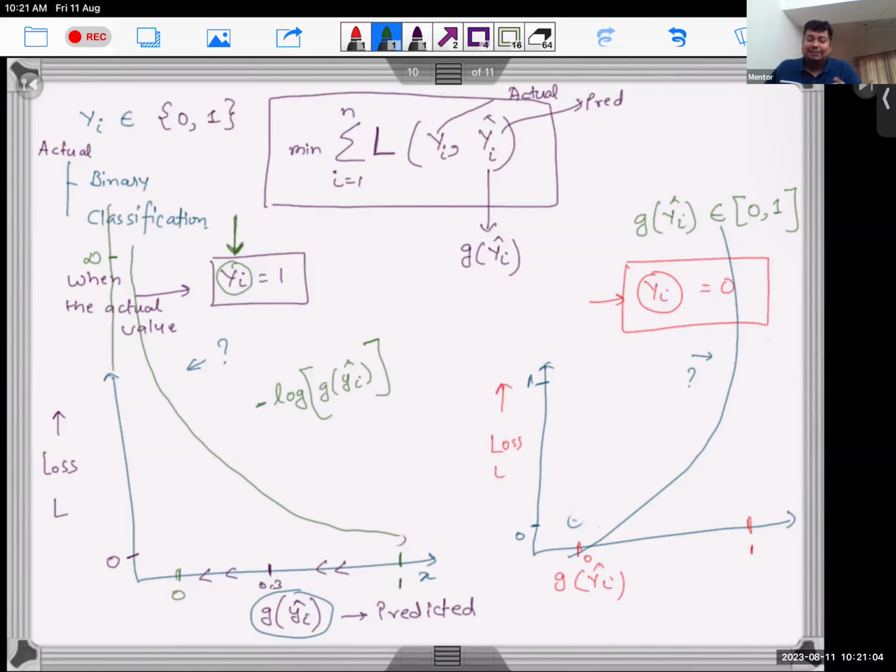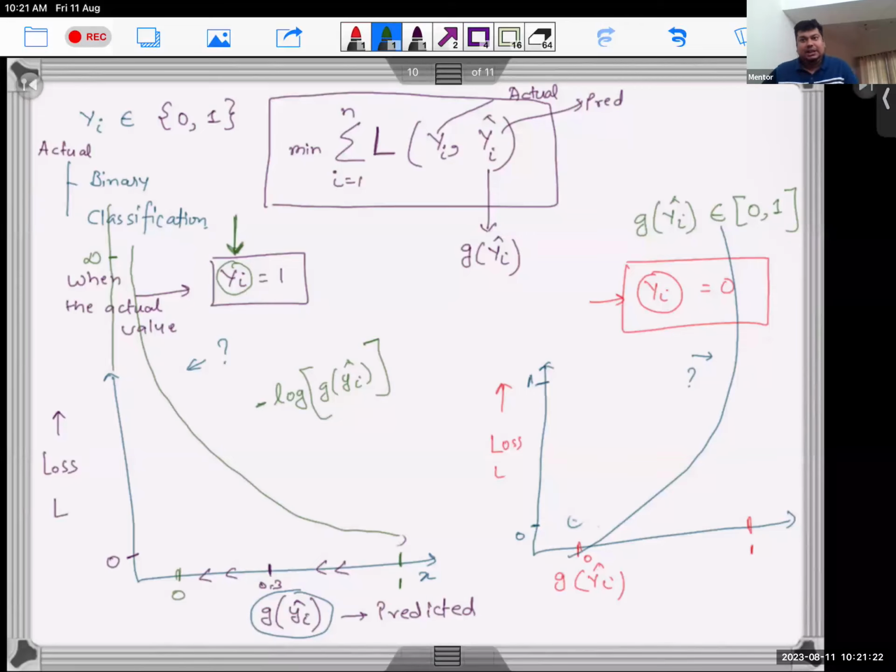That would be one of the reasons why it is not preferred, because 1 by x, if you differentiate, it becomes minus 1 by x squared. So it becomes the square of it. This does not become that. What is the differential of it? This does not become that.